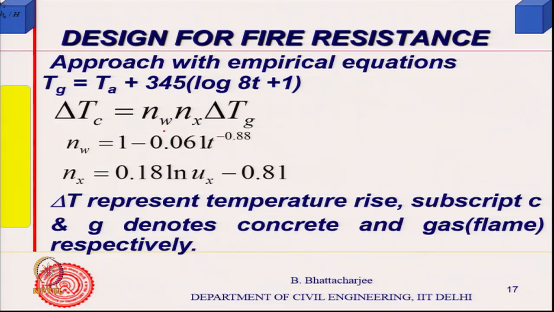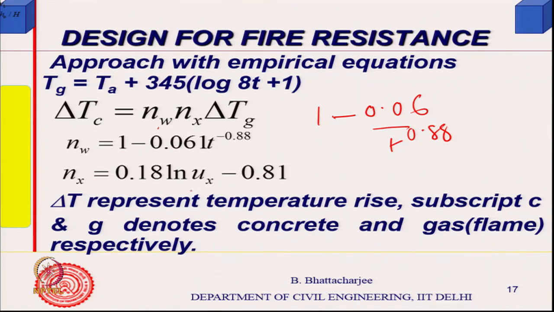value would be smaller, because it is 1 minus 0.06 divided by T to the power 0.88. So when T is actually infinity, this term should tend to become 0, so N w will tend to become 1. That means the factor is maximum 1, the minimum is some smaller fractional value, and this is related to the properties of the concrete and the distance from the exposed surface.